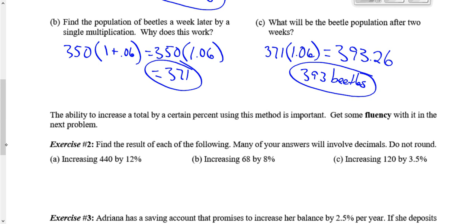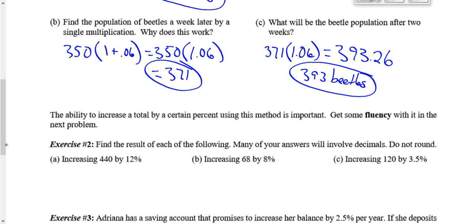So basically we multiplied the starting amount by 1.06. How many times for the second week? Once there and once there, right? So now you're probably thinking we could set this up as an exponential if you wanted to, right? Well, let's just do, what would it be?